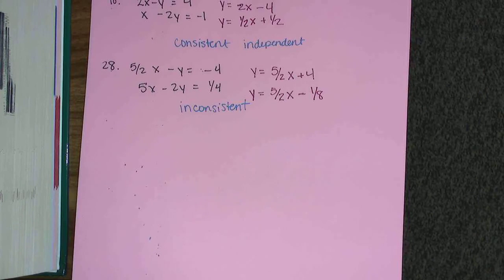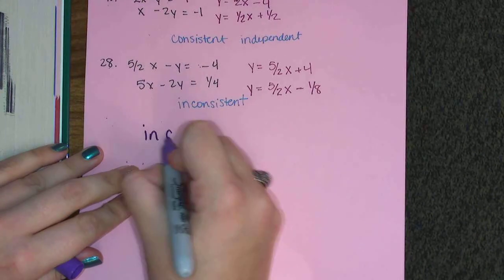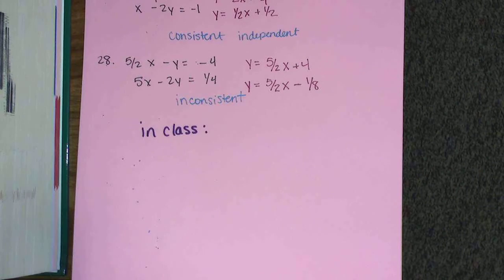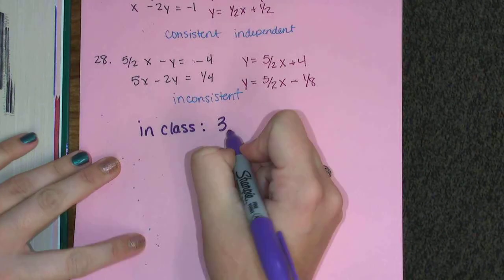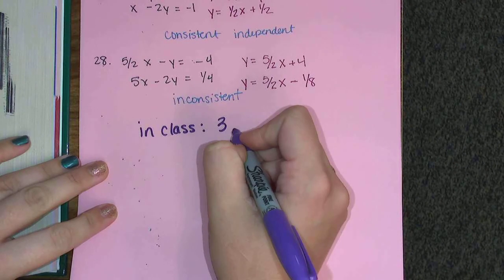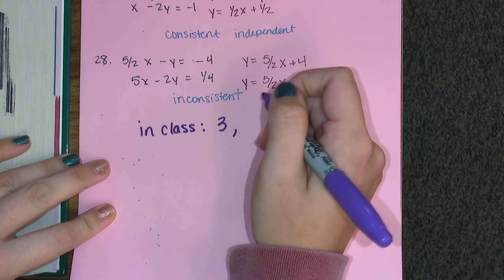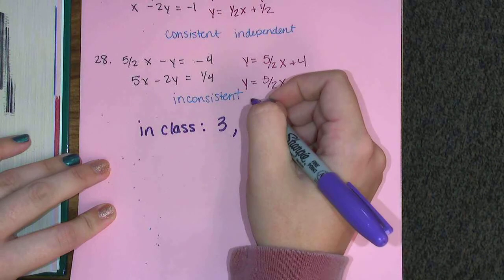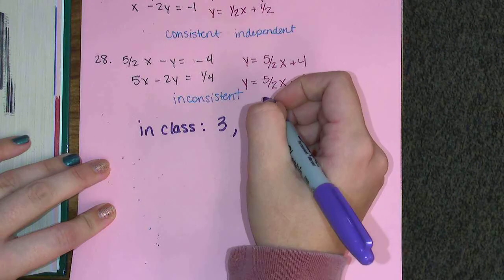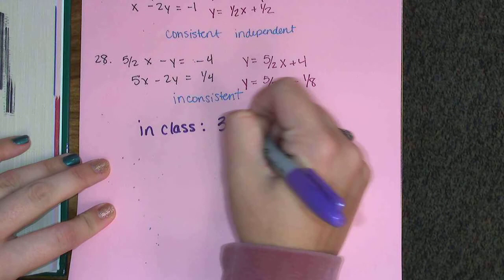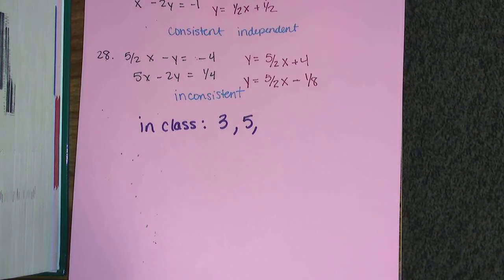So, the problems, 156. Okay, graphing, I'm just going to give you 2 of them. Trying to give you some that are kind of easy. 3 and 5. And then 17 and 21.